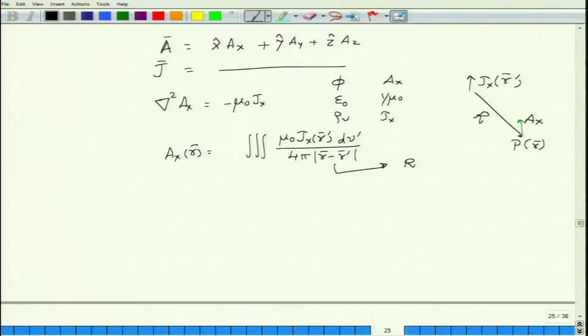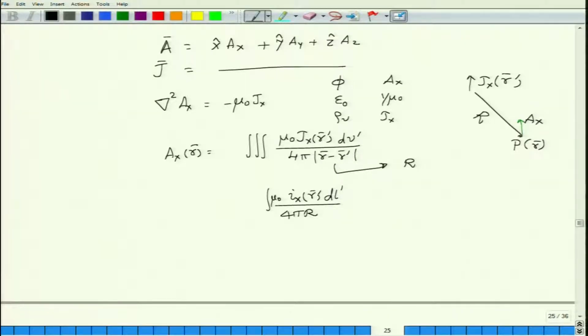If the current distribution is in the form of a thin line or a linear current distribution or a wire-like current distribution, then you do not really have to integrate over the entire volume, but you simply have to integrate over the line distribution. So in that case you can rewrite this as mu naught Ix of r prime, dl prime or something other. So it would be a line current distribution, with 4 pi r. Again this will have the same direction as that of the current distribution. The vector potential is always directed along the current distribution.